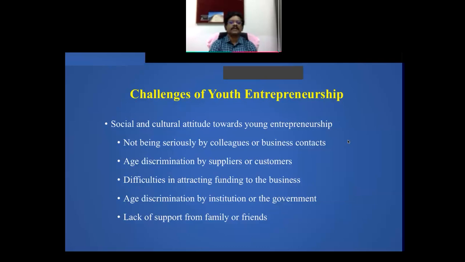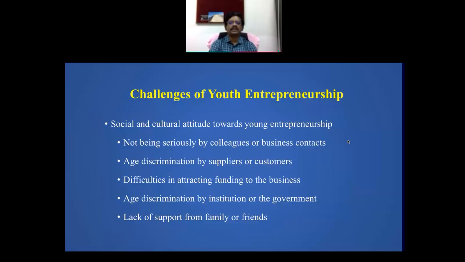Then there are difficulties in attracting funding to the business. If a young person approaches bankers or financiers, they always doubt the repayment of the loan. Like that, you will find certain issues. At the same time, there is a lack of support from family and friends. When young people want to start their business, first of all, from the family side, you will not find any support, because our family system is totally different, where we always want to be on the safe side and in a secured manner. We are not ready to take any kind of risk.